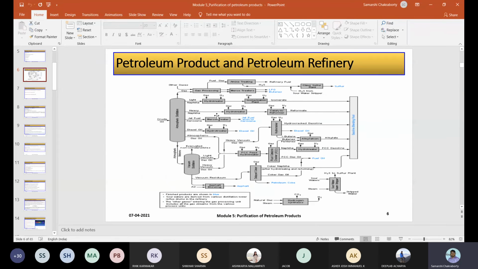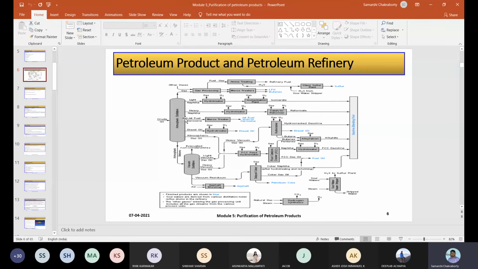Can you see the flow sheet? Page number 6. Page number 6, sir, I can see page number 40. You can see page number 6, right? Maybe the internet is the problem. Other people can see it. Yes, sir, page number 6 is visible.